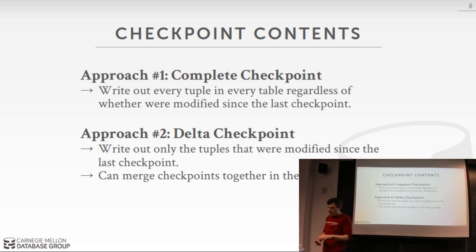For delta checkpoints, do you update those in place, or do you just add a delta record somewhere? So his question is, for the delta checkpoint, do you update the tuple in place or add a delta record there? Let me be clear here. Every time I take a new checkpoint, I write a new file. So in this case, in my delta checkpoint, I'll have the one for now, and then 10 minutes later, that'll be another directory, another set of files to take my checkpoint there.